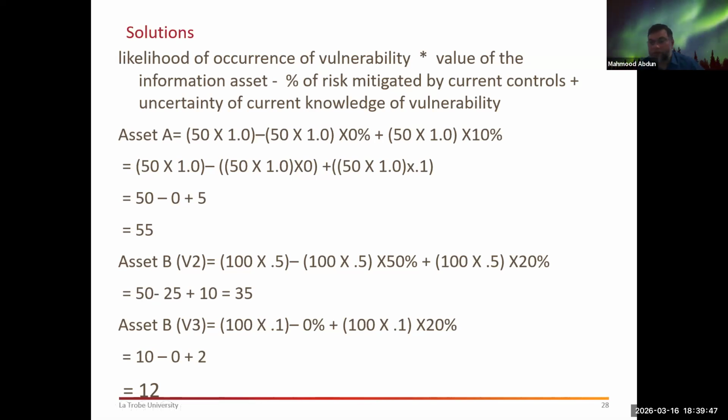Asset B should be 35 plus 12. Yes, 47. Still less than asset A.